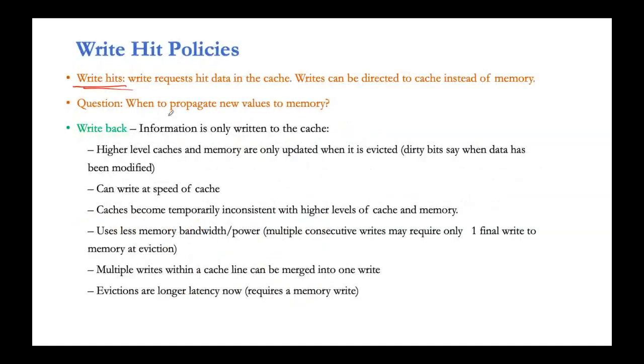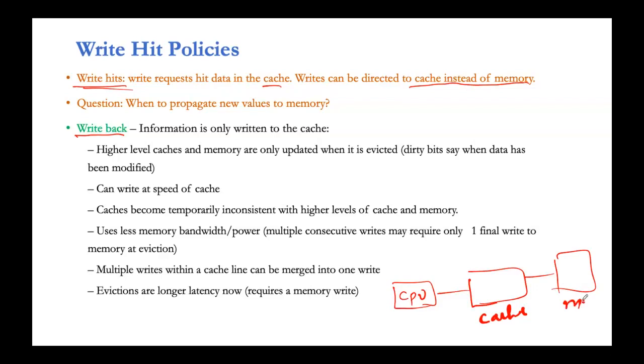To do that, we call it the write back policy. Write back: when there is a write hit, the write request hits data in the cache, and the write can be directed to the cache instead of main memory. It is directed to the cache instead of main memory. As I said, your CPU is going to write to the cache only, not to main memory, because that is available here itself.